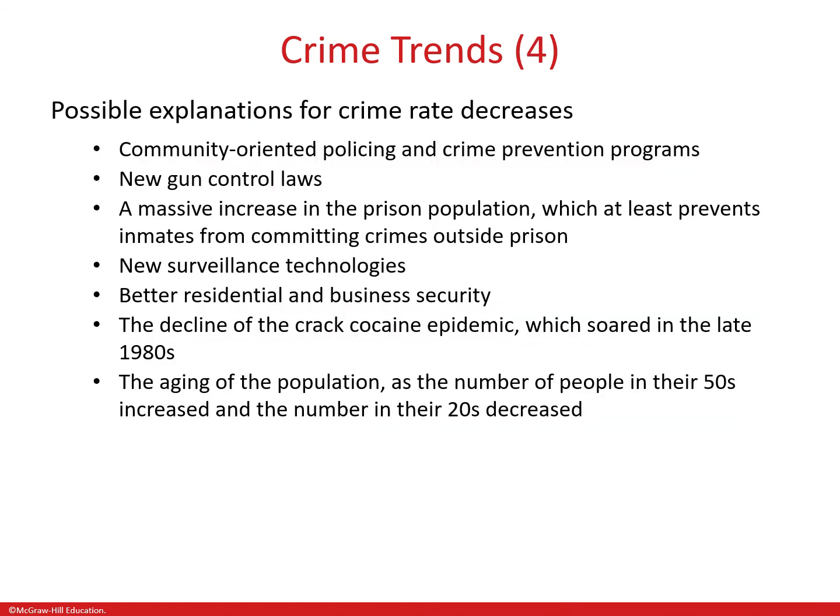So again, community-oriented policing could be an explanation. The new gun control laws, a massive increase in prison population, which at least prevents inmates from committing crimes outside prison. We have new surveillance techniques, cameras. People have cameras now on their doorsteps, and cameras in our phones. Better residential security, business security. The decline of the crack cocaine epidemic, which soared in the late 1980s, and the aging of the population as the number of people in their 50s increased and the number in their 20s decreased. So we're seeing, again, shifts in demographics.